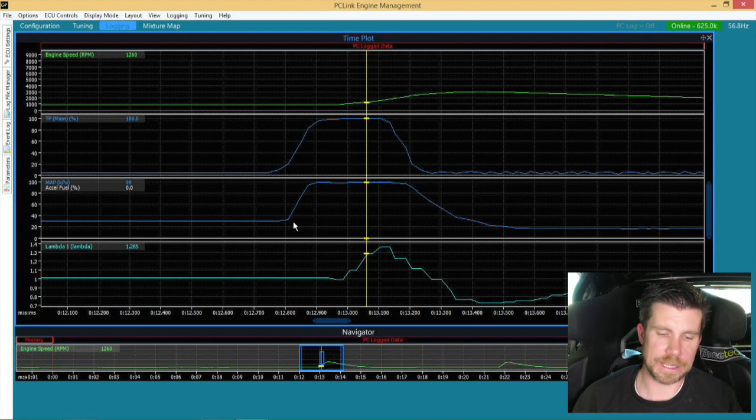Otherwise what we would see is a slower rise, and we would have been at full throttle for a tenth of a second or so, maybe less, and our manifold pressure would still be gradually rising. So that's something there to look for.